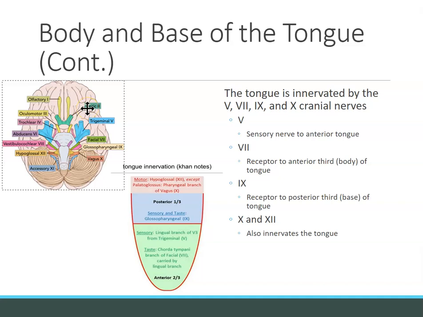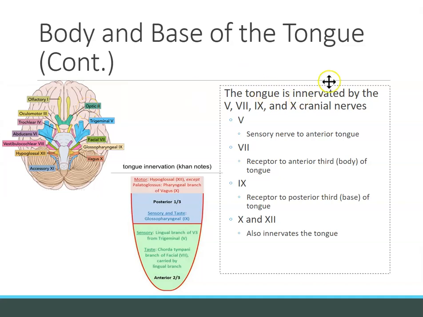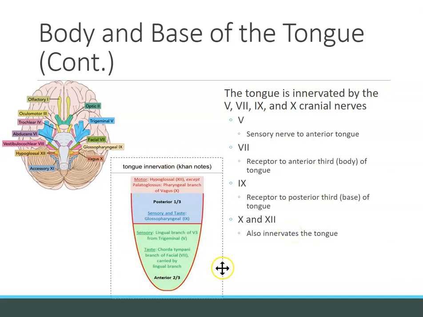What we're looking at here is how the tongue is innervated. The feeling of the tongue happens through these cranial nerves. There are 1, 2, 3, 4, 5 nerves that go to the tongue, and that helps us have taste, helps us feel the tongue, and helps us move our tongue. So let's look at that.